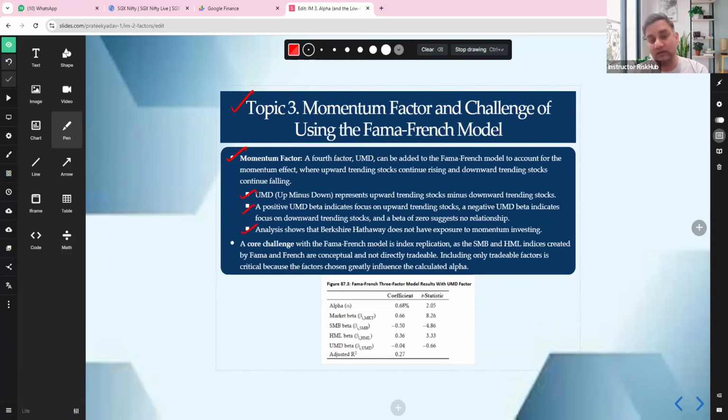The core challenge with the Fama-French model is index replication. The SMB HML index is created by a conceptual, not directly tradable, construction. Including only tradable securities is critical because the factors chosen greatly influence the calculated alpha. Very, very important to understand.